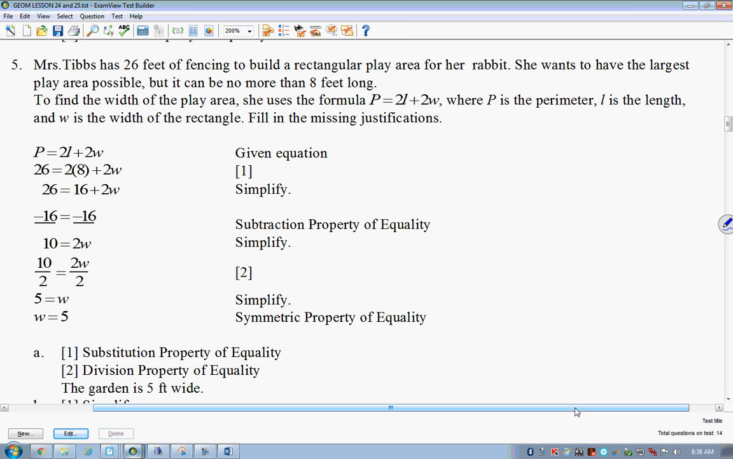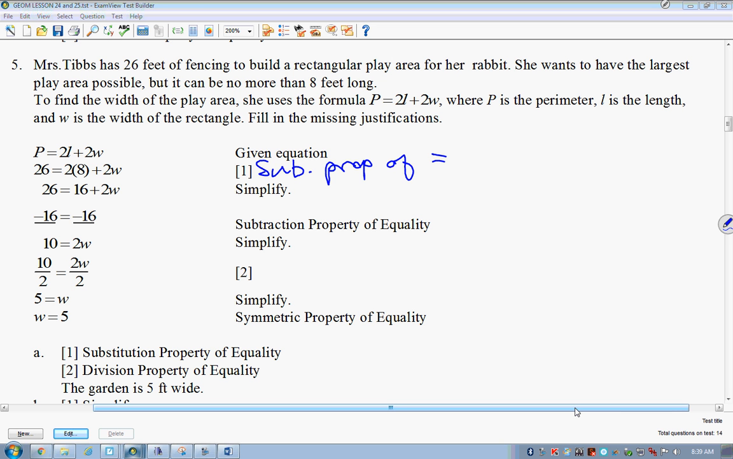Okay, we've got our given equation, right? What is happening here, Michael? Good. Good. Substitution property of equality. Okay, we substituted in 26 for our perimeter. We knew our length was going to be 8. We don't know what our width is going to be. Okay, she's only got 26 feet of fencing.